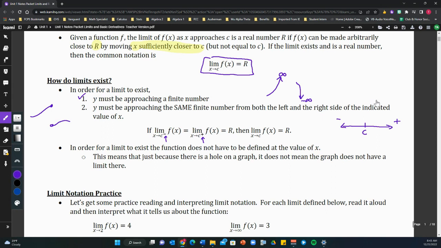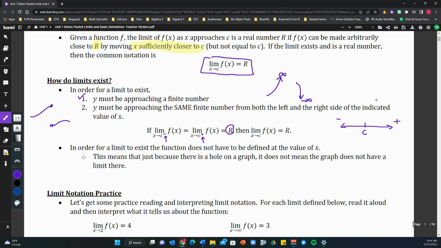as long as those two equal the same value, then the limit as x approaches c is equal to that value. You can notice here that there's no longer a symbol in the little sub or superscript portion of c. That means we aren't indicating a direction, so it represents the limit as a whole. In order for a limit to exist, the function does not have to be defined at the value of x. That is super important. Again, that's what I was talking about at the beginning of the video as far as misinterpretations or common misconceptions with limits.